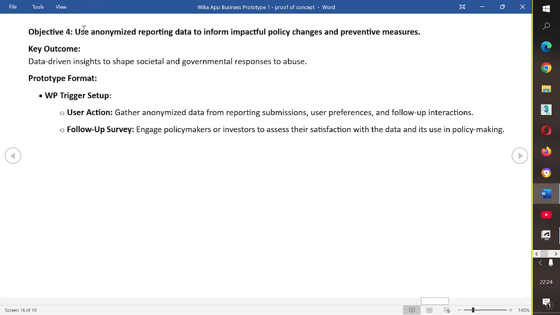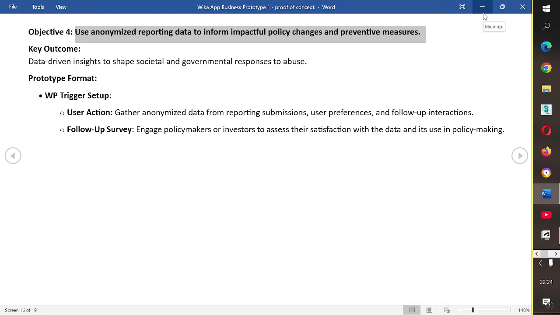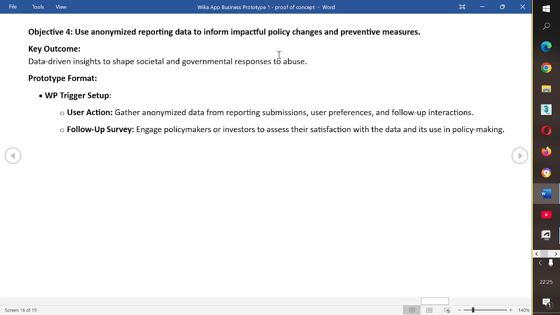Use anonymized reporting data to inform impactful policy changes and preventative measures. So this goes to the government and international organizations that are interested in policy, and they need data to inform their policy. The outcome of this is data-driven insights to shape societal and governmental responses to abuse. Okay, so this one's quite clear.